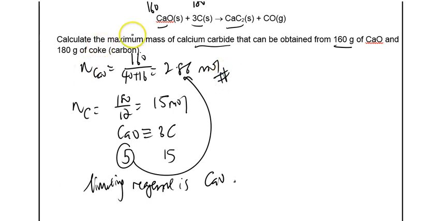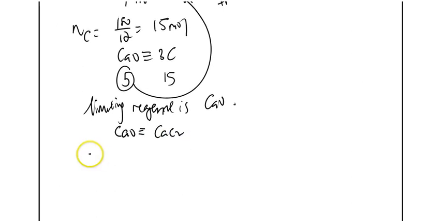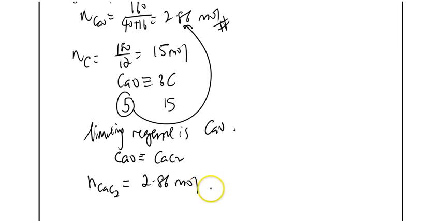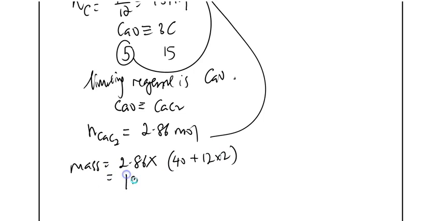So based on this, what is the maximum mass of calcium carbide that can be formed? Equation tells me that CaO is equivalent to 1 CaC2. So my number of moles of CaC2 is also equal to 2.86 moles, which is the number of moles of my calcium oxide, the limiting reagent. So the mass is simply 2.86 multiplied by 40 plus 12 times 2, the molar mass of calcium carbide, giving me 183 grams.